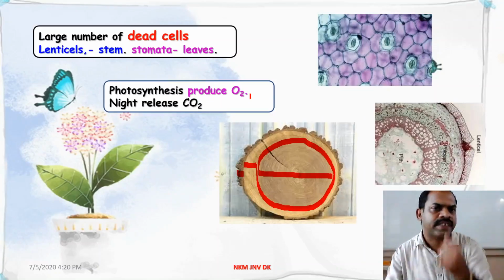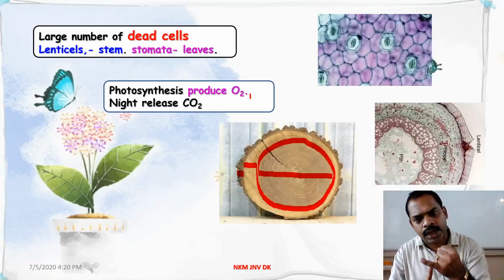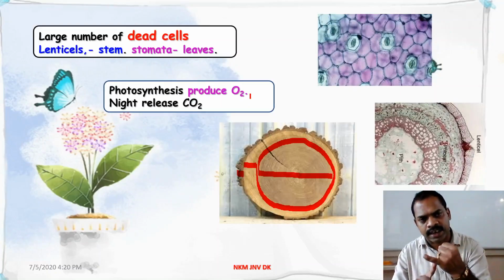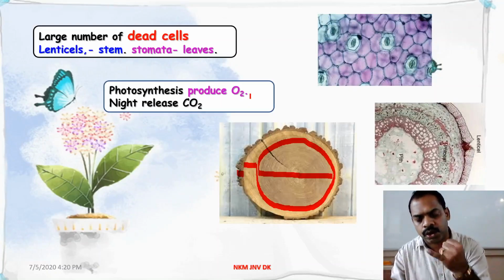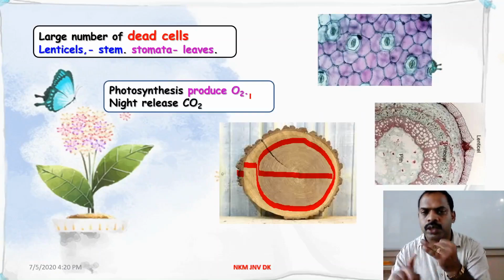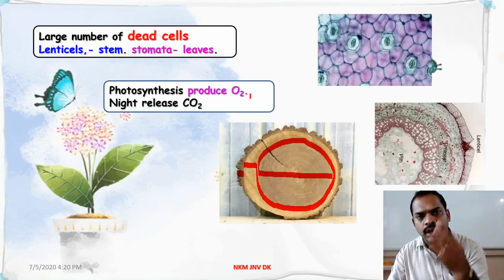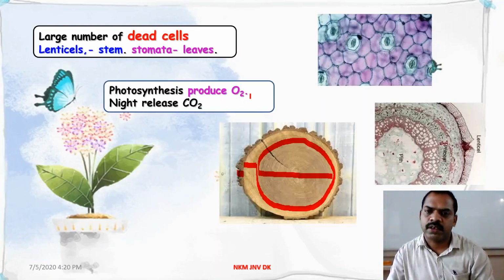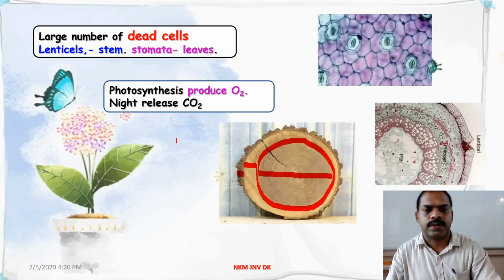A large number of dead cells are there. Every area will take care of itself, just like lenticels in the stem and roots, and leaves having stomata. Through photosynthesis, they produce oxygen. Energy requirement is less because activity is less. Large amount of dead cells. A lot of features explain why plants do not have a proper respiratory organ.